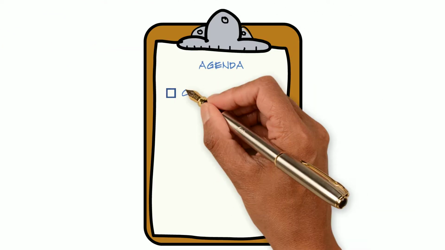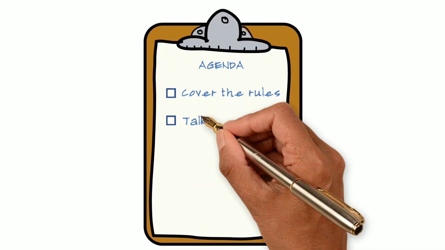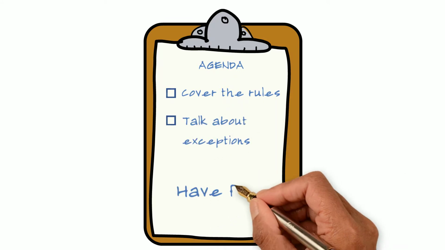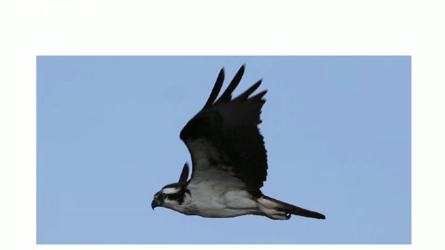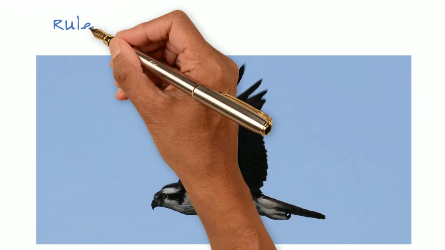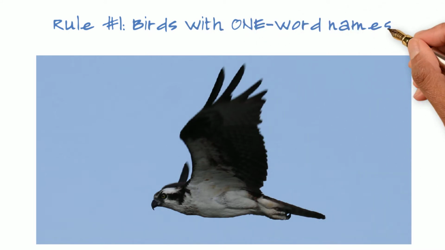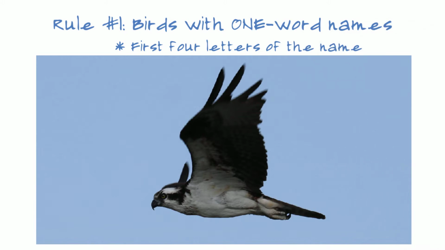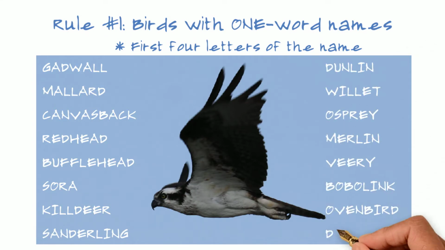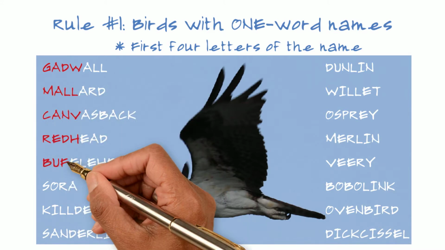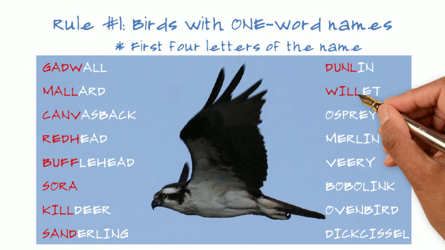I'll spell out the few simple rules and point out some of the exceptions, and you'll soon be calling out motos and tooties on your bird walks. Let's get started. We'll begin simply. The first rule is that if your bird has a single word name, the banding code is the first four letters. Simple. Here are 16 examples from Kentucky. The banding codes are right there for you to see.